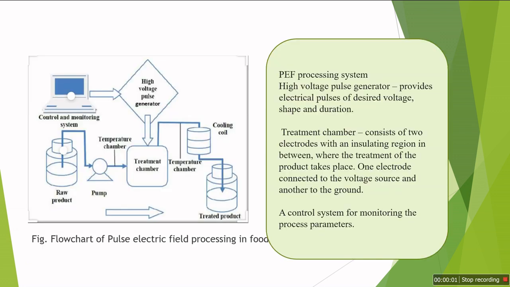The figure shows the flowchart of pulse electric field processing in food. The PEF processing system mainly consists of a high voltage pulse generator, a treatment chamber, and a control system for monitoring the process parameters. The high voltage pulse generator provides electrical pulses of desired voltage, shape, and duration, and the treatment chamber consists of two electrodes with an insulating region in between where the treatment of the product takes place. One electrode is connected to the voltage source and the other to the ground.